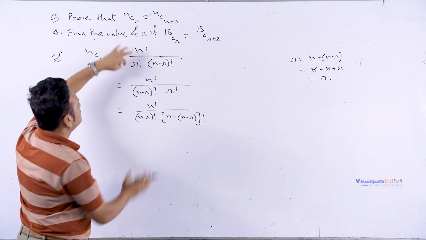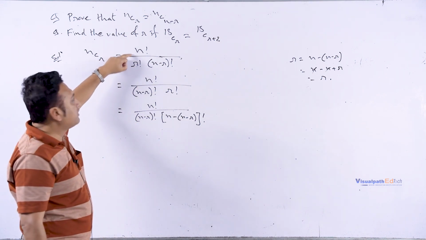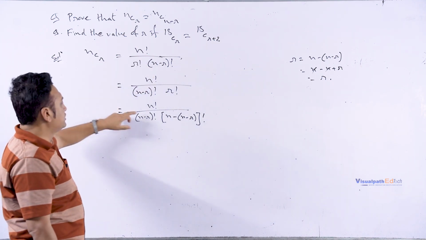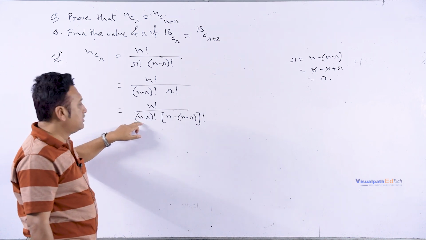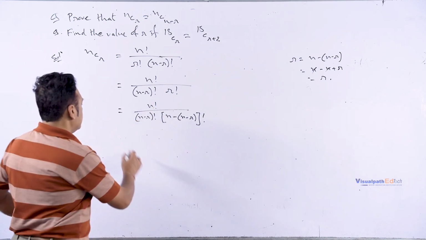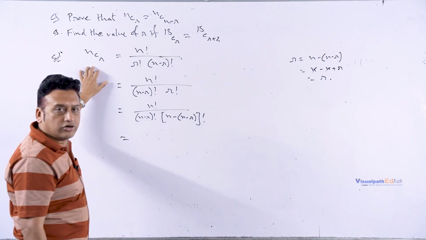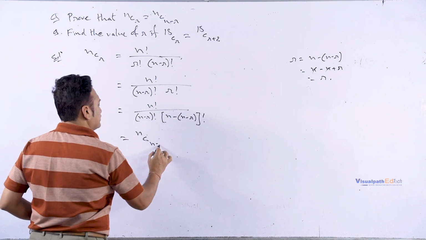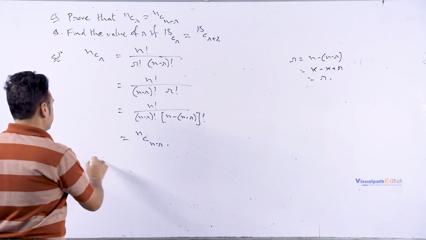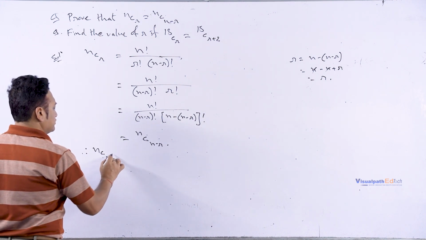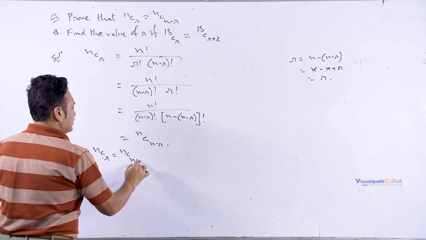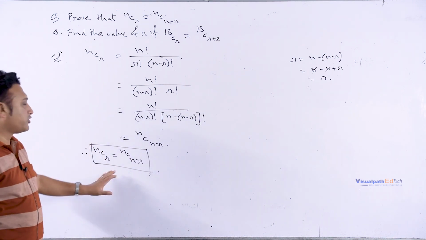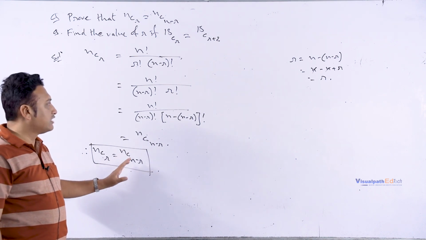Now, if you compare this with this, when it is factorial n by factorial r into factorial n minus r, then we write nCr. Now, it is factorial n by factorial n minus r, and here it is n minus r. This, if you write it in the symbol, then it can be nC(n minus r). Okay. So, therefore, nCr is equal to nC(n minus r), hence proved. That is a relation, and it is a very important relation. nCr is equal to nC(n minus r).